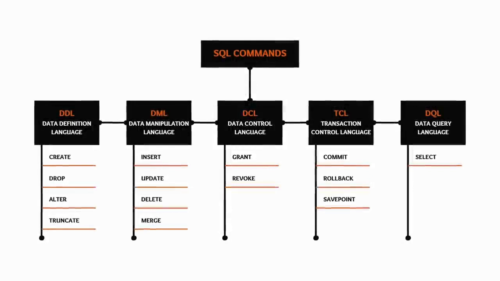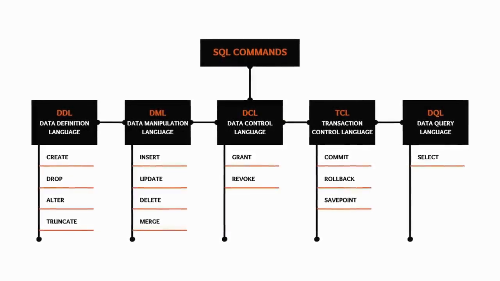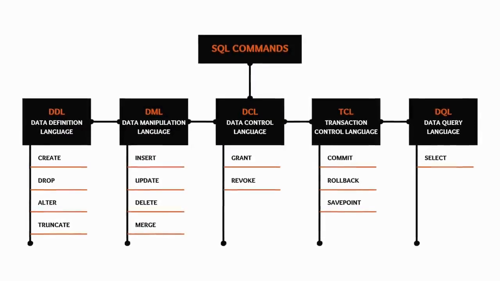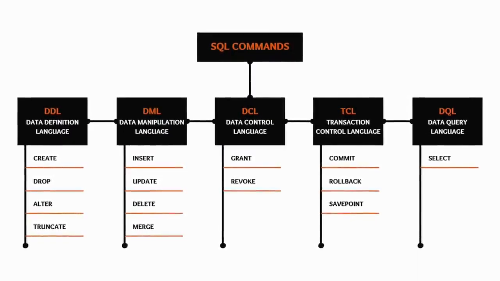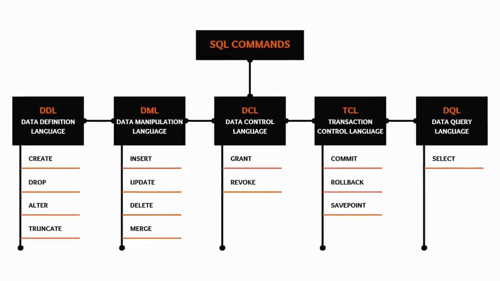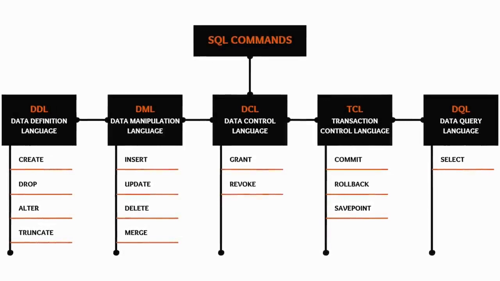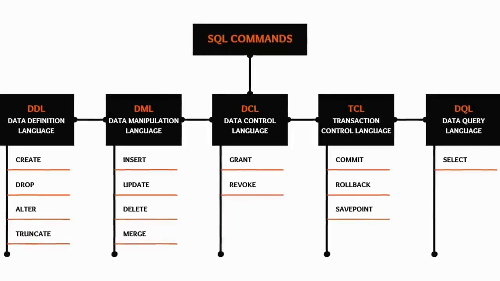SQL commands can be categorized into 5 types, namely DDL, which is referred to as Data Definition Language, DML, which is referred to as Data Manipulation Language, DCL, which is the Data Control Language, TCL, which is the Transaction Control Language, and finally DQL, which is the Data Query Language. Let's look at each of them in detail.